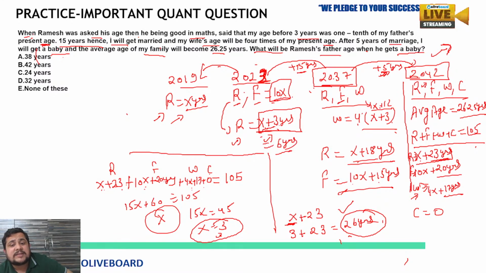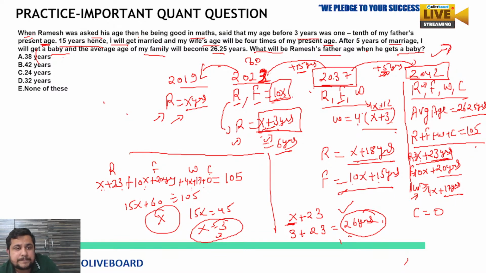Now if they ask you, okay, what is the age of Ramesh's father after 15 years or after 10 years from now? His father's present age is 10x, 10 into 3, 30. So after 10 years, 40. After 5 years, 35. After 7 years, 37. Right? Is this clear to all of you?